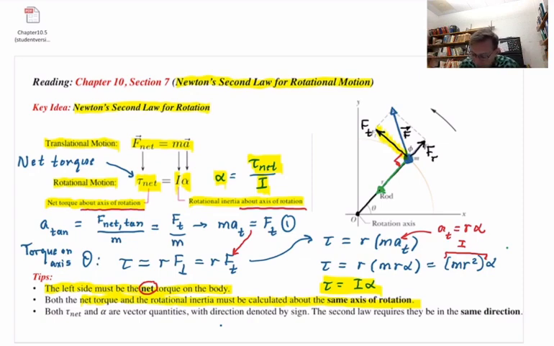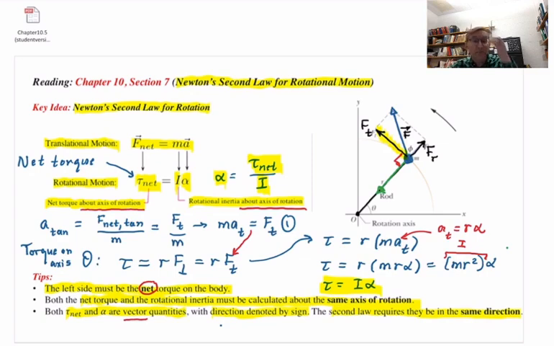Next tip. Net torque and alpha are vector quantities, even though we don't write the arrows. All we have to do to denote the directions is give a plus sign or a minus sign for tau net and alpha. But this new version of the second law requires that tau net and alpha be in the same direction. Newton's new version of his second law requires that.